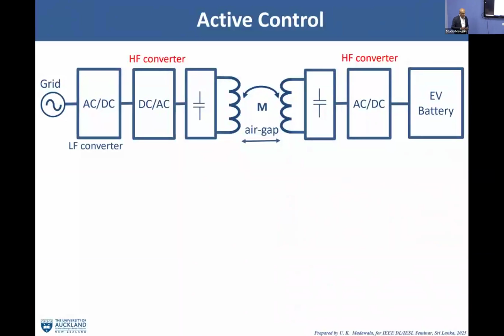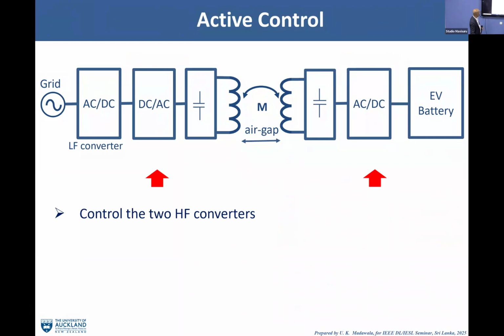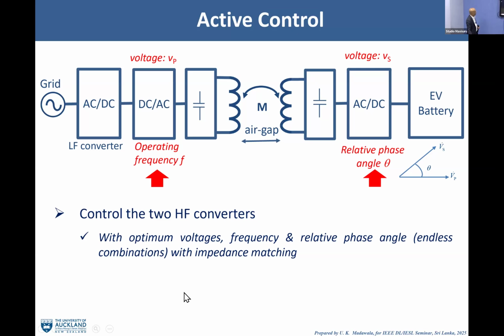That is called passive. Now we can do active too, and we don't have to do anything. We have this system, it's a typical system. What we do is, and I did this work, as you can see here, two converters, and we control the two converters, and then there are four variables. With optimum voltage, two voltages, frequency, and the phase angle, I control.